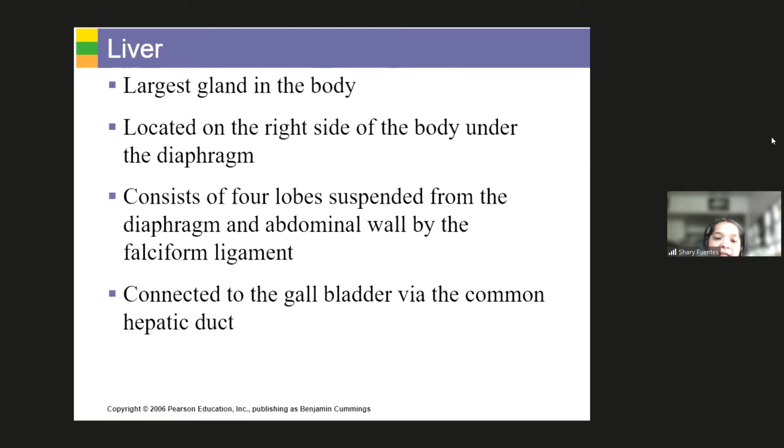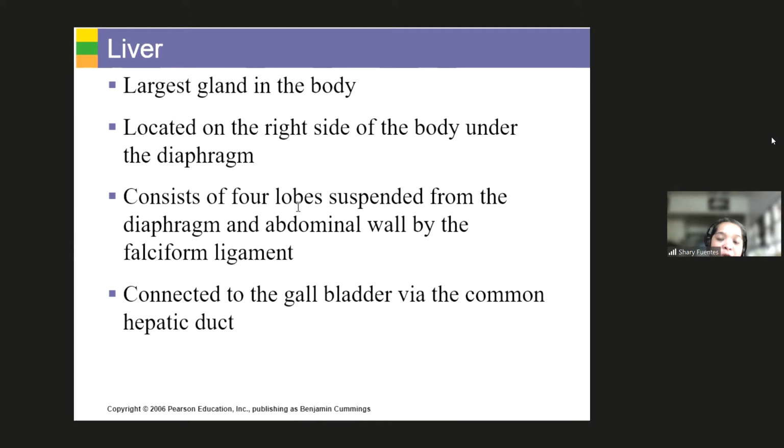So how about the liver? The liver is the largest gland of the body. Most of the bulk is located on the right lobe, no? Kasi kita mo, triangle ang forma niyan. Triangular siya, pero the bigger bulk is towards the lateral aspect. That's located on the right upper quadrant. Okay, so located on the right side of the body under the diaphragm, so right upper quadrant siya. So that's below the diaphragm because they already belong to the abdominal cavity.